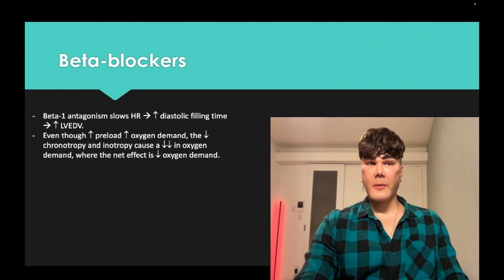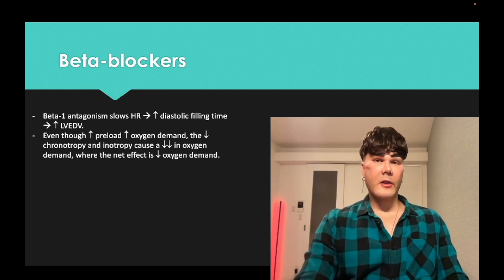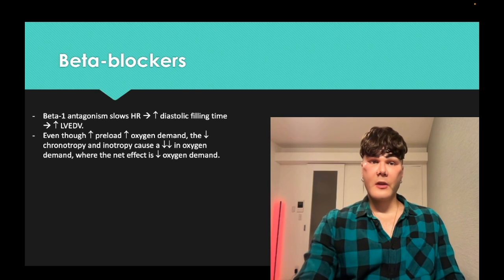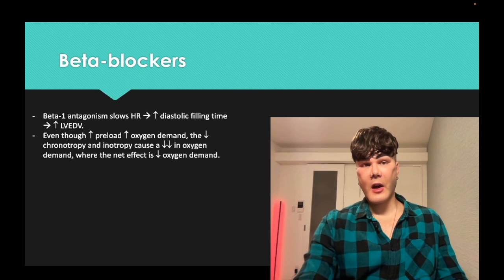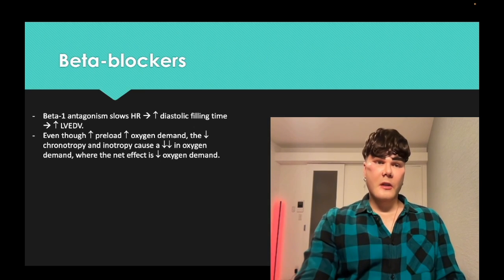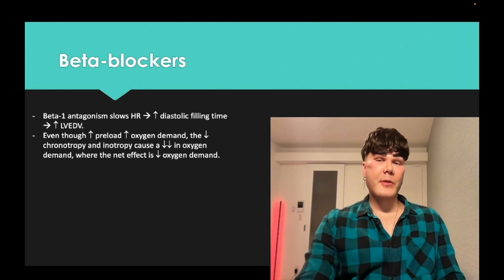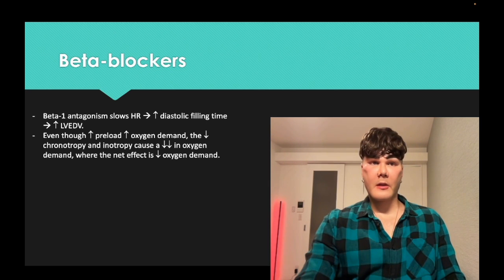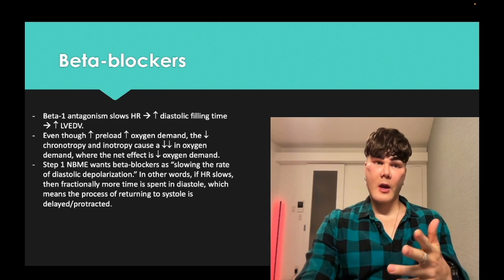As I talked about already, beta-1 antagonism is going to slow heart rate. But what this is also going to do is increase diastolic filling time. So the slower the heart rate, the greater the fraction of the cardiac cycle spent in diastole. Okay, so this can increase left ventricular end diastolic volume. And then you might, as a student, be very astute and say, well, if we're increasing left ventricular end diastolic volume, that's increased preload. Wouldn't that increase oxygen demand? You're right. But the decrease in oxygen demand due to the negative chronotropy and inotropy, the net effect is actually still a reduction in oxygen demand, okay?